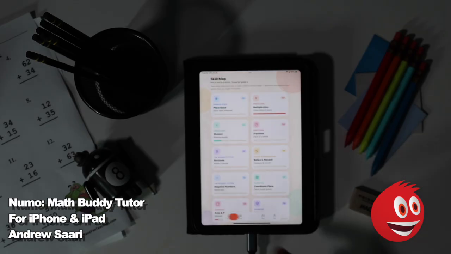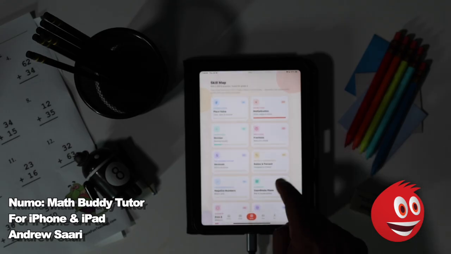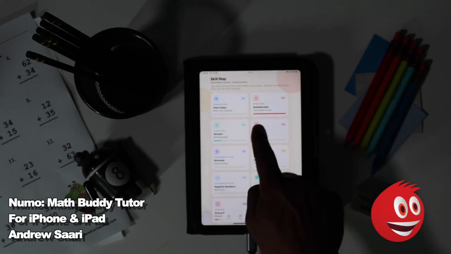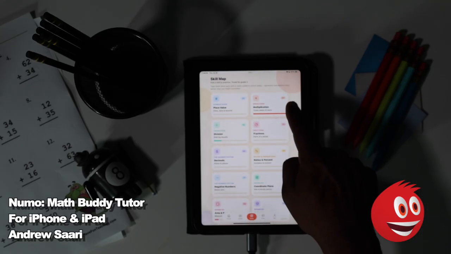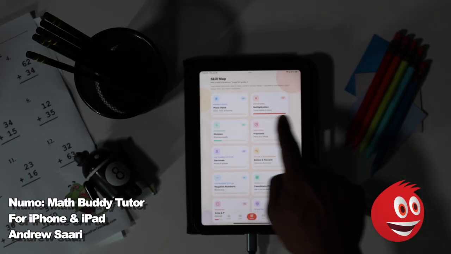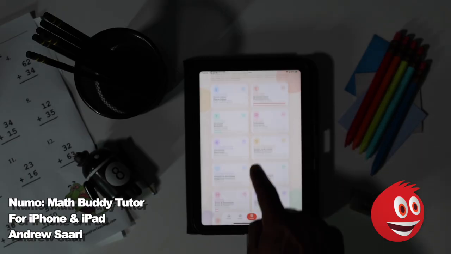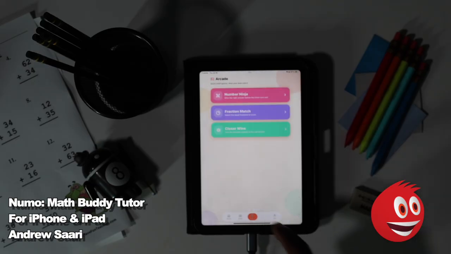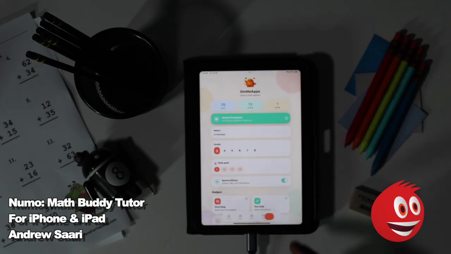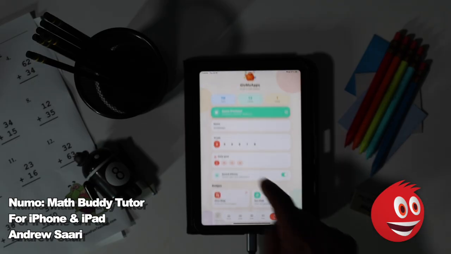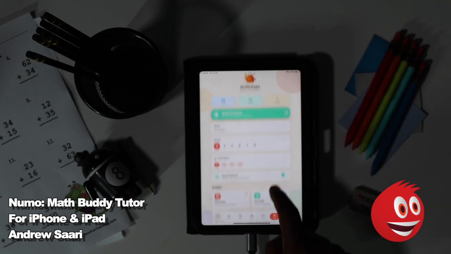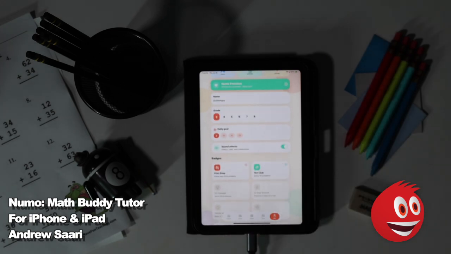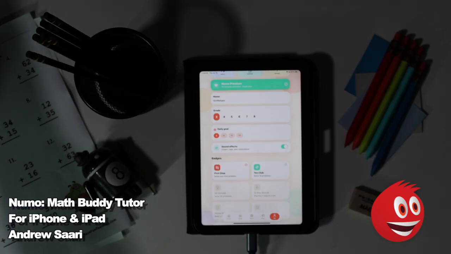Very, very nice. Again, you have your skill map. Take a look here. You see the progress meter because we did some of these things earlier, right? And again, you have the arcade, and you have your stats there. Now we're on grade 3. We see our daily goal of 5 has been met. And yeah, this is Numo Math Tutor Buddy. We like this app a lot.